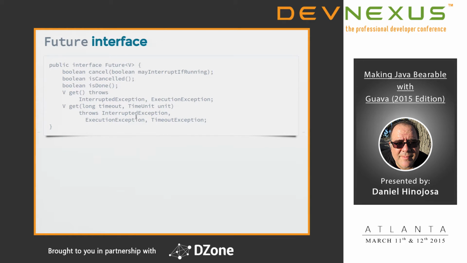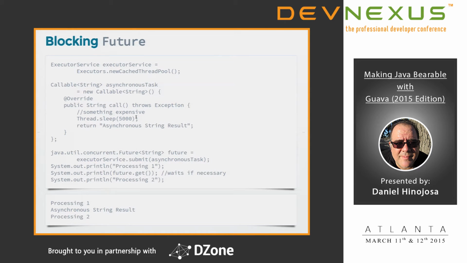Here's the Future interface. He's doing this long calculation for me that's going to take some time on another thread, and I have this future reference. The Java way to do it is to keep asking, are you done? Are you done? And then when it's finally done, I call get or get with a timeout. Get will block, so it's always important that you ask isDone. This is the way you actually have to do things.